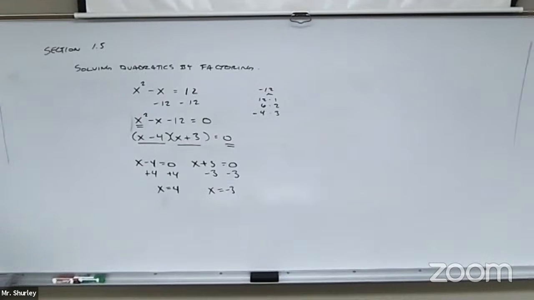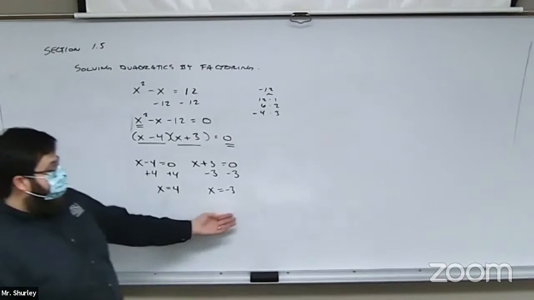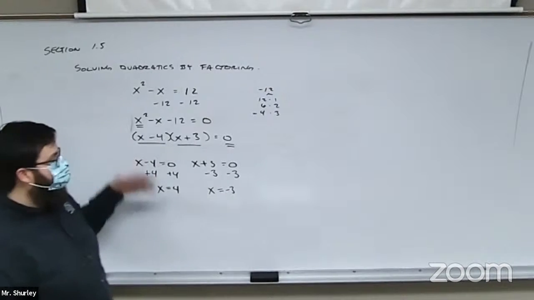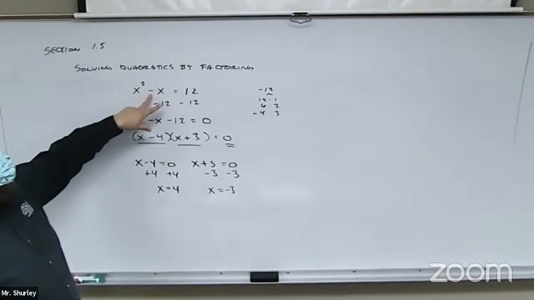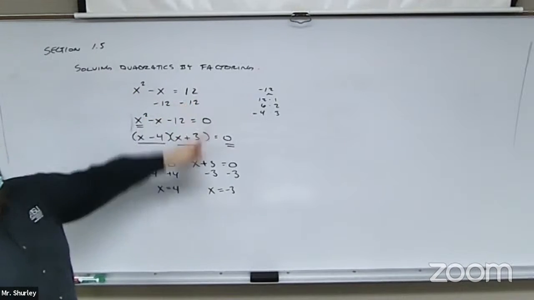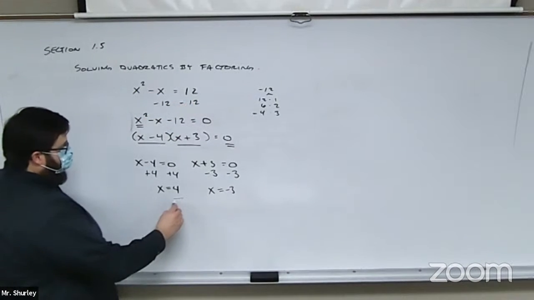Questions on the Zoom? Now, you're more than welcome to check this. Okay, if you pop 4 in, maybe we can do one real fast. So we pop 4 in. 4 squared, 16, minus 4 is 12. That checks out. Okay, and negative 3 will check out as well.